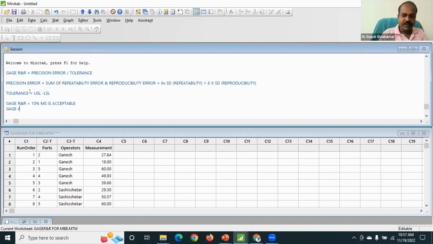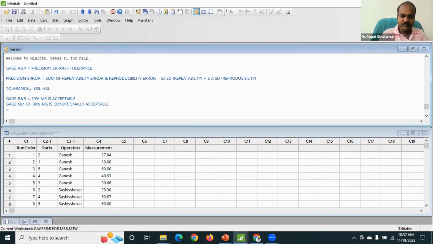If the gauge R&R is 10 to 30%, your measurement system is conditionally acceptable. If it is more than 30%, the measurement system is unacceptable. Better don't collect data.